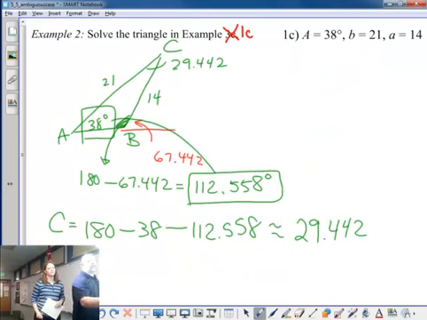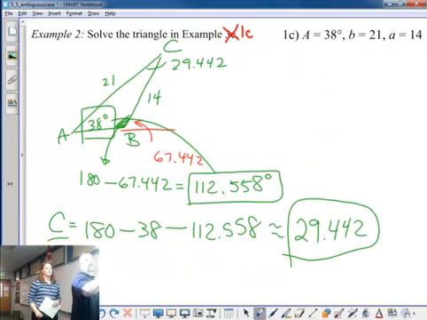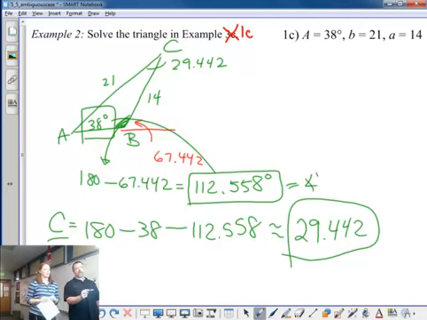Yep. And now we've got angle B, C. You should label that. We've got angle C here. This is our new angle B, right? Yep. So our new angle C. Now we just need our new side C. That's it, and we're done.